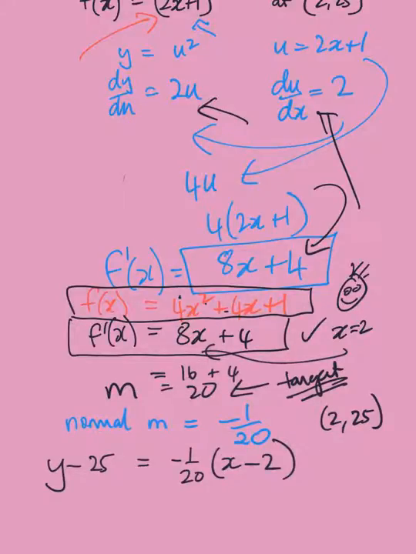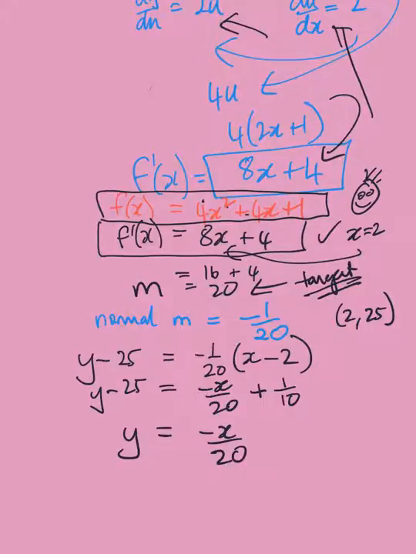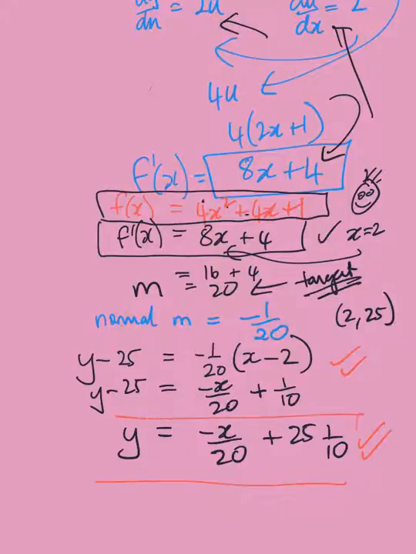Gosh, what a mess. And that's okay, but you know me. I want to make it look pretty. So I'll say y minus 25 is equal to negative x on 20 plus 1 on 10. Oops, plus. What am I talking about? And then I'll just say y is equal to negative x on 20 plus 25 and 1/10. Does that look better than that one? Yes. Anyway, this is cool, but this is also sweet. That's the equation of the normal.